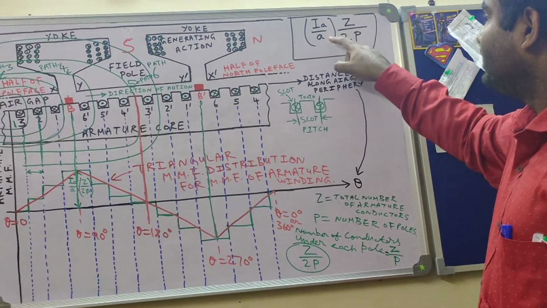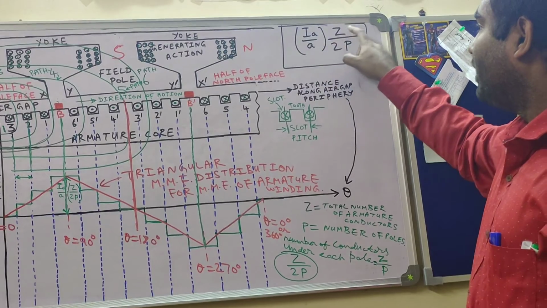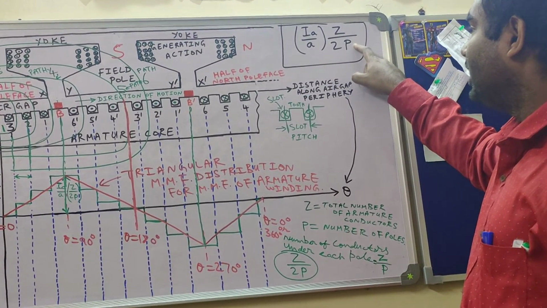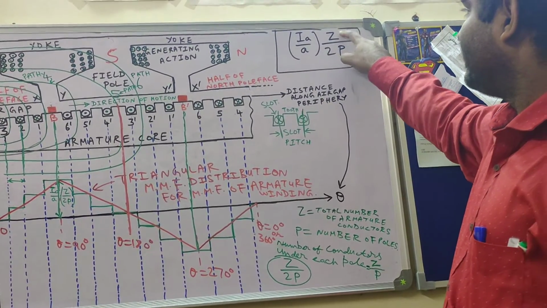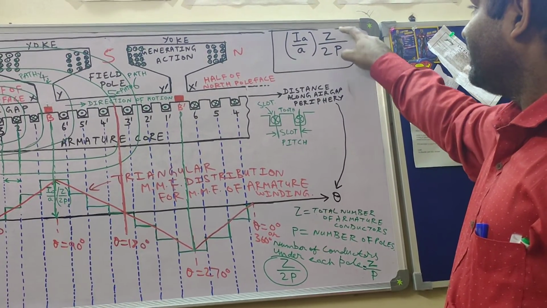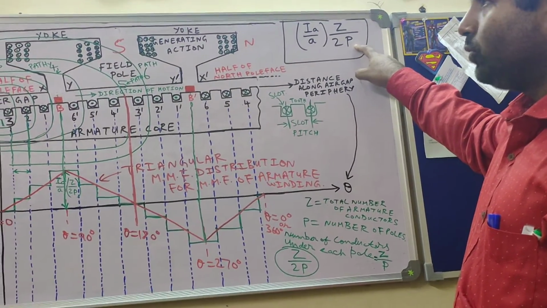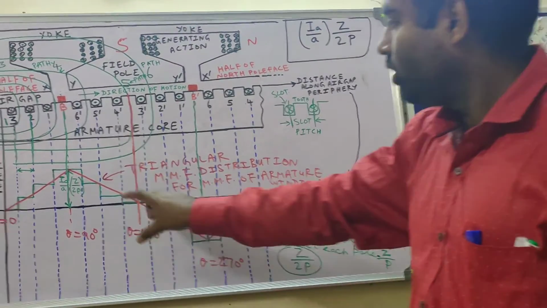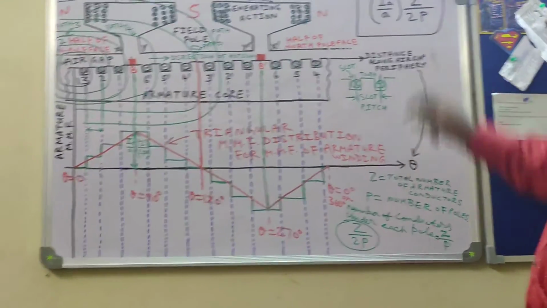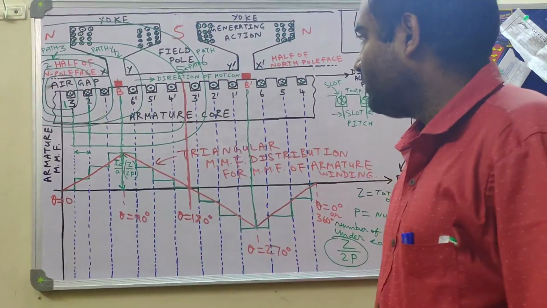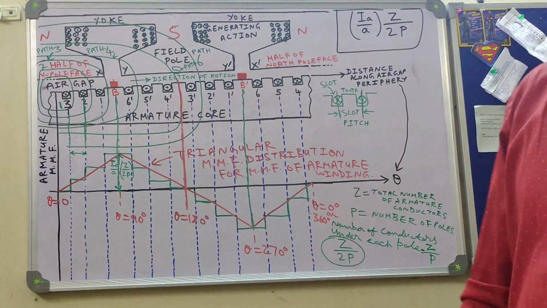So the current flowing through each conductor, Ia by A, is multiplied by the number of conductors under half of the pole face. Z by P is the number of conductors under each pole, and half of that is Z by 2P. So the armature MMF magnitude is given by Ia by A into Z by 2P. So this is the armature MMF distribution. Okay, thank you.